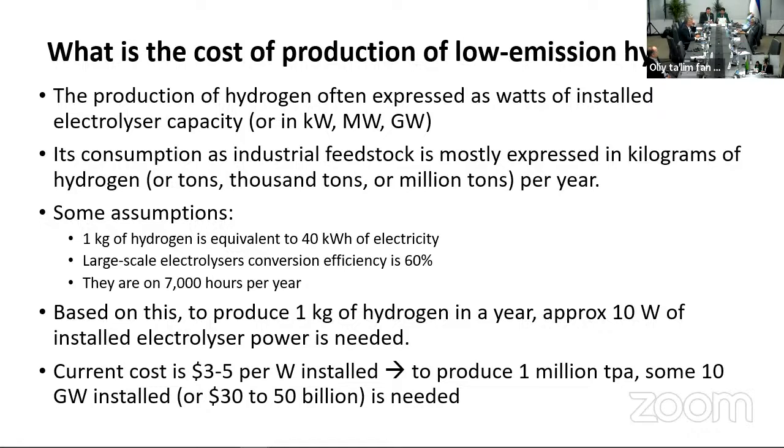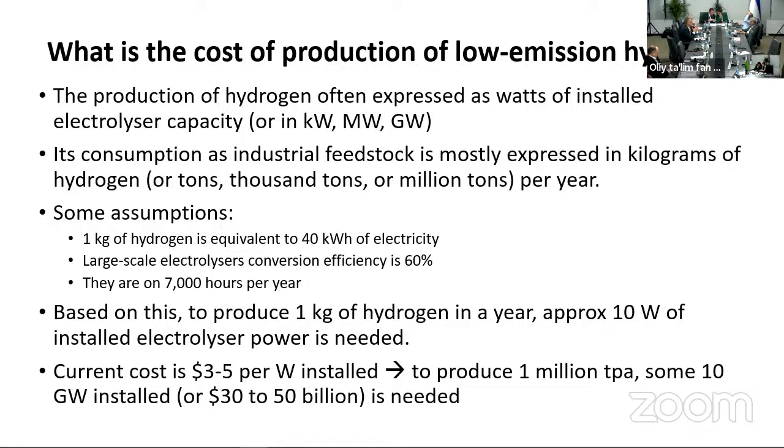And you can also assume that those electrolyzers cannot operate year-round. There should be downtime for maintenance and other reasons. An assumption, rather optimistic, is 7,000 hours per year. So based on this, to produce 1 kilogram of hydrogen in one given year, you will need to put in place 10 watts of installed electrolyzer power. For 1 ton, you will need 10 kilowatts. For 1,000 tons, you would need 10 megawatts, and so on.